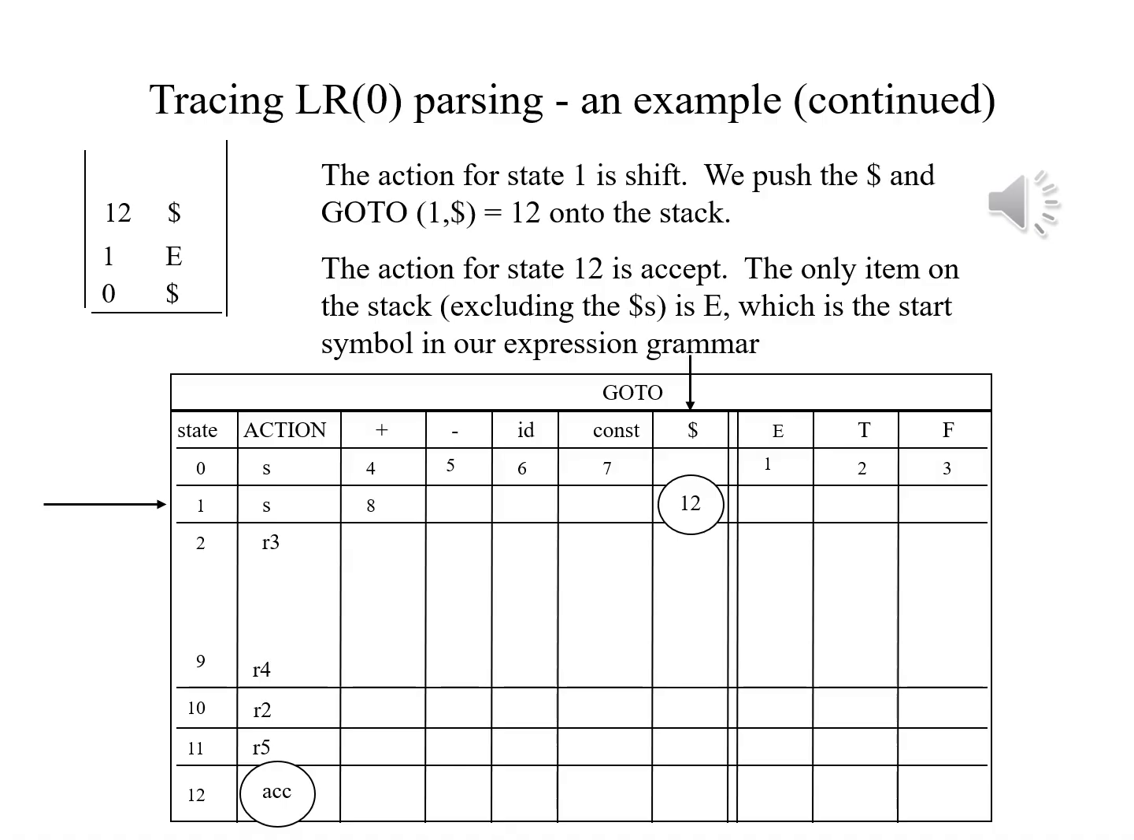The action for state 1 is shift. We push the end of file marker and goTo of state 1 and the end of file marker, which is state 12, onto the stack. The action for state 12 is accept. The only item on the stack, excluding the end of file markers, is expression, which is the start symbol in our expression grammar.